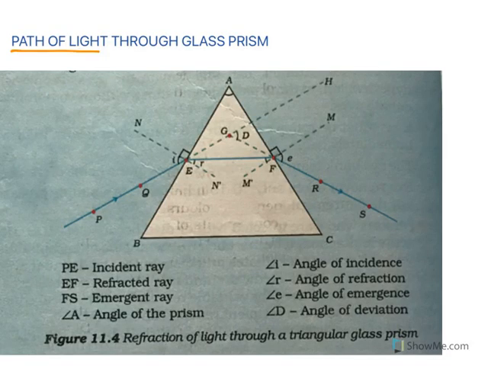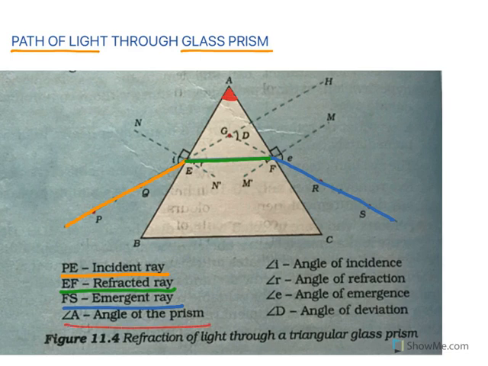Now if the question comes to draw the path of light through a glass prism, this is the figure you need to draw. So first you have to draw the prism, of course. You've got to mention that PE is the incident ray. Then we have EF, which is the refracted ray, and FS, which is the emergent ray. We need to mark the angle of the prism. This angle A is the angle of the prism.